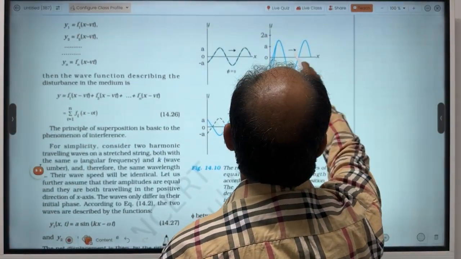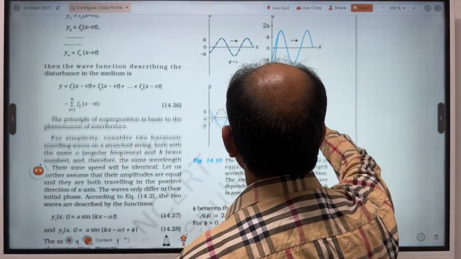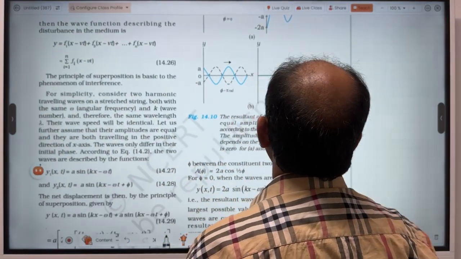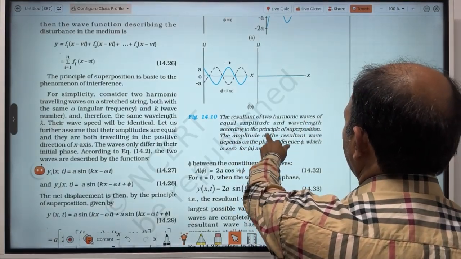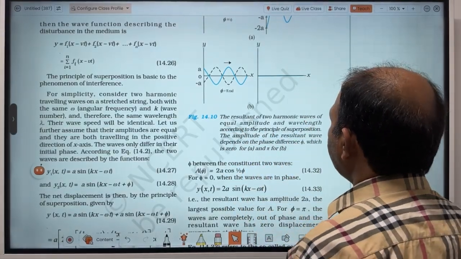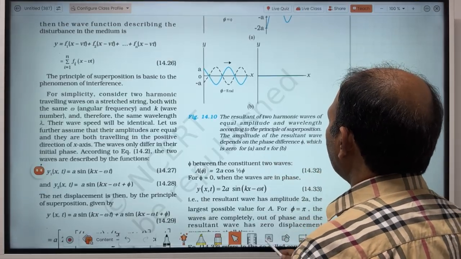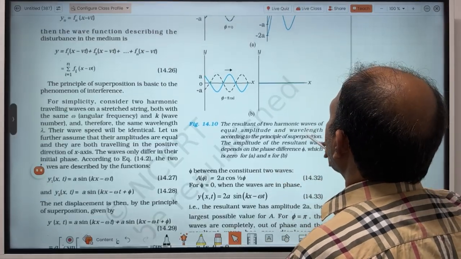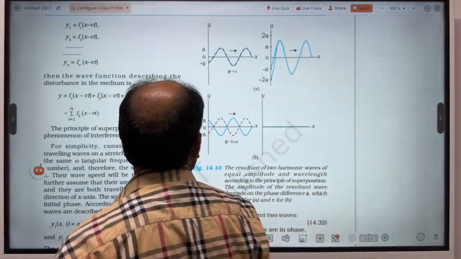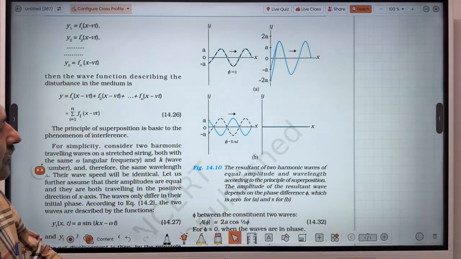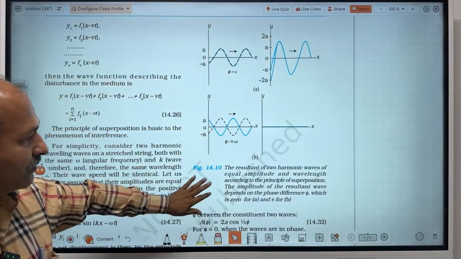Here the waves are given, and now a new situation is also shown. The resultant of two harmonic waves of equal amplitude and wavelength according to the principle of superposition: the amplitude of the resultant wave depends on the phase difference phi, which is 0 for A and pi for the second one. Both are in opposite phase, right? Here both waves move in the same phase.